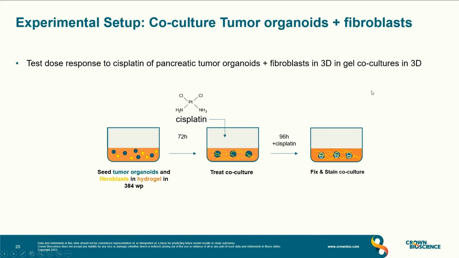preclinical studies. One of the setups that we have been developing is our co-cultures between tumor organoids and fibroblasts. This is an example of how we run this type of assay. We have tumor organoids and fibroblasts that are homogeneously seeded in hydrogels. We let them recover for a few days so that the tumor cells and fibroblasts can grow out. And then we add a compound of interest. In this case, this example uses cisplatin. After a set amount of days, we fix and stain these co-cultures and quantify the effects.